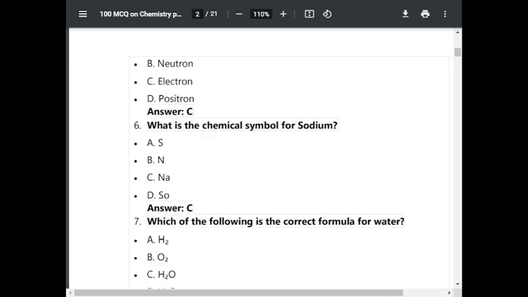Question number 6. What is the chemical symbol for sodium? Option A S, option B N, option C Na, option D SO. The correct answer is C Na. Na is the chemical symbol for sodium.